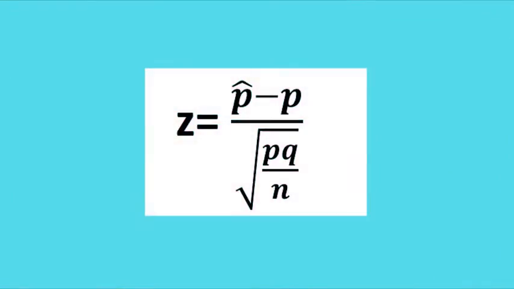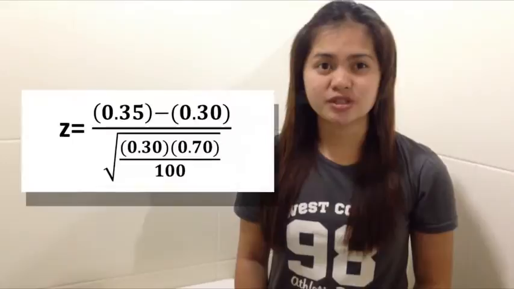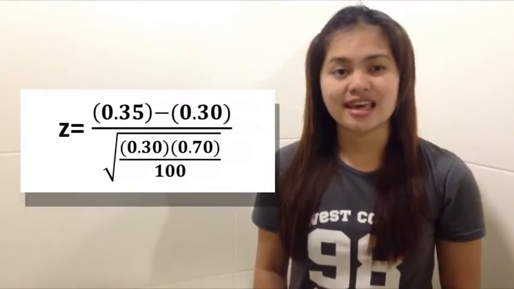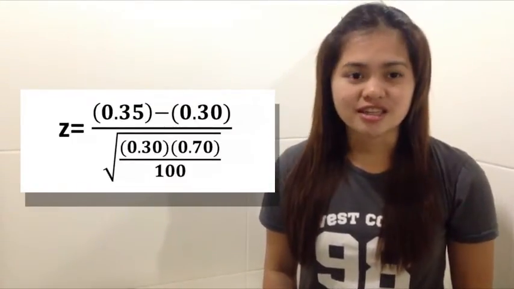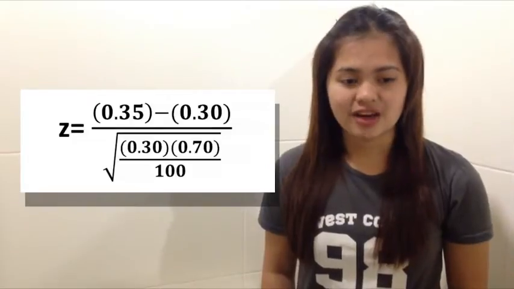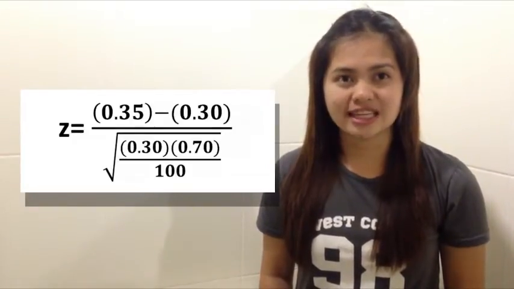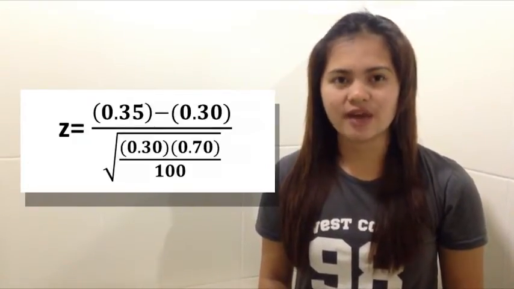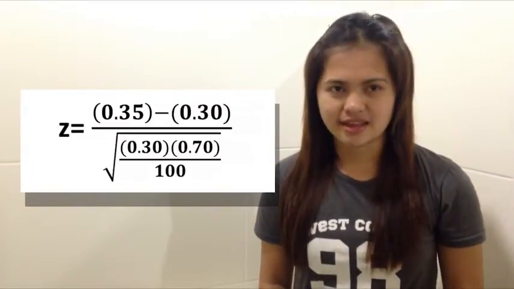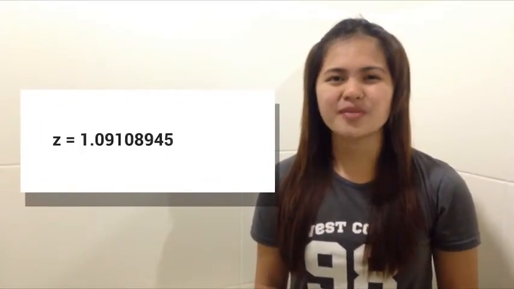And for one sample proportion, we have the formula. For our first example, we will substitute the given. It is 0.35 minus 0.3 all over the square root of 0.3 times 0.7 divided by 100. So we will get 1.09.